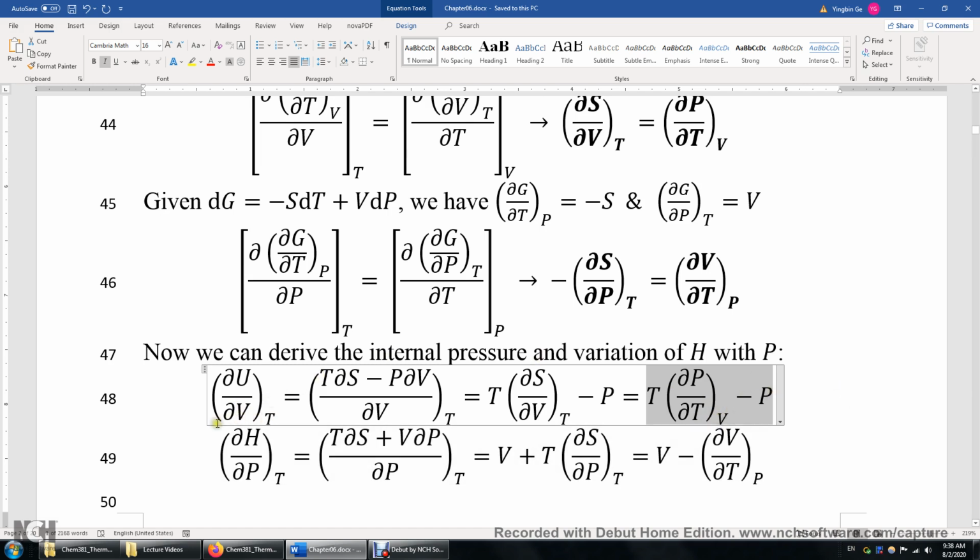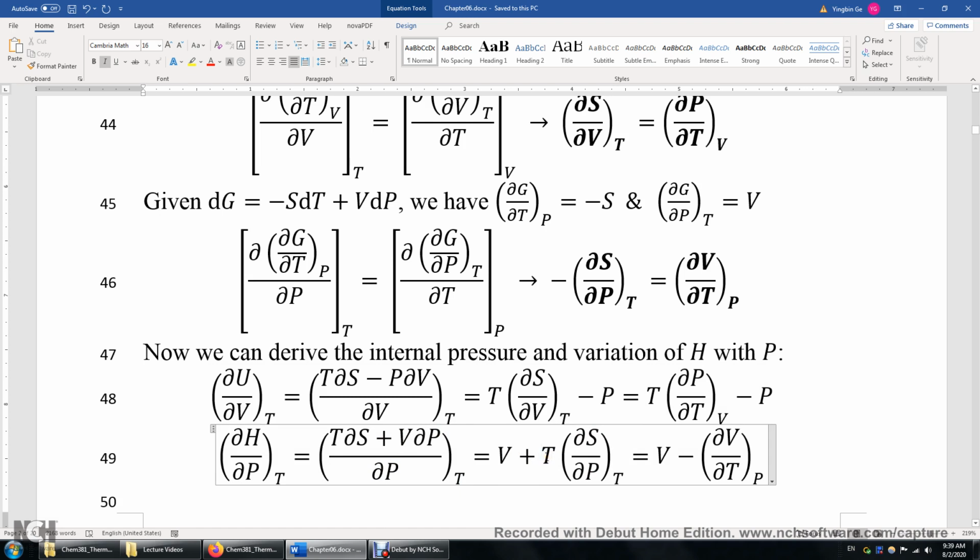Similarly, we can derive the variation of enthalpy with pressure. So it's here, delta H over delta P under constant temperature condition. dH is TdS plus VdP. And then TdS over dP is just T times dS over dP on a constant temperature condition. The second part, V delta P over delta P, that's just V. So I copy this V here.